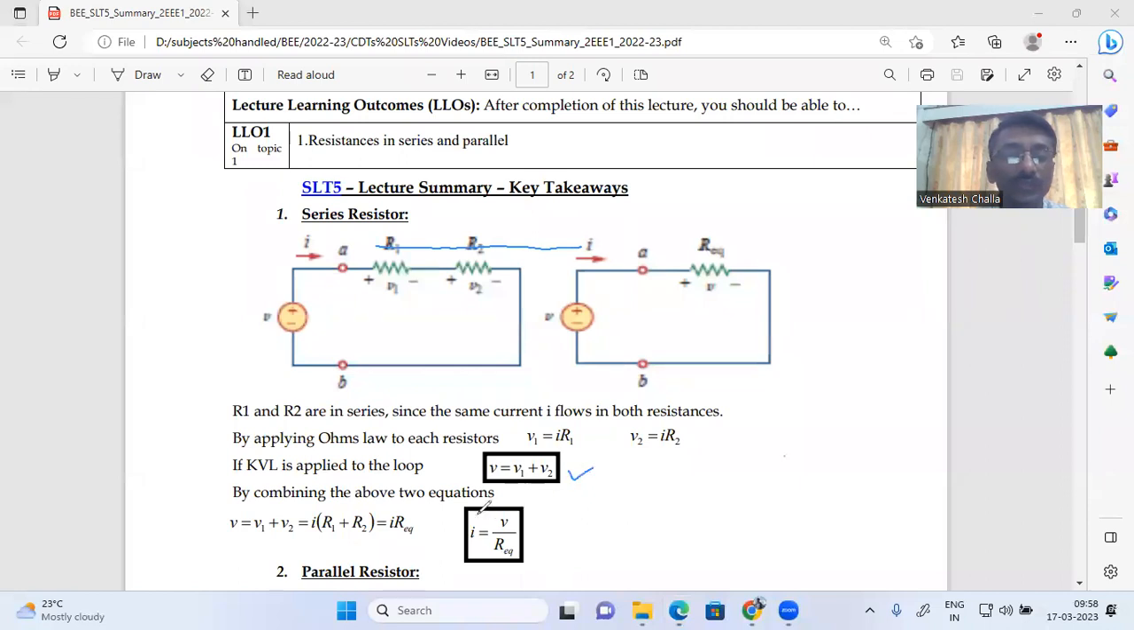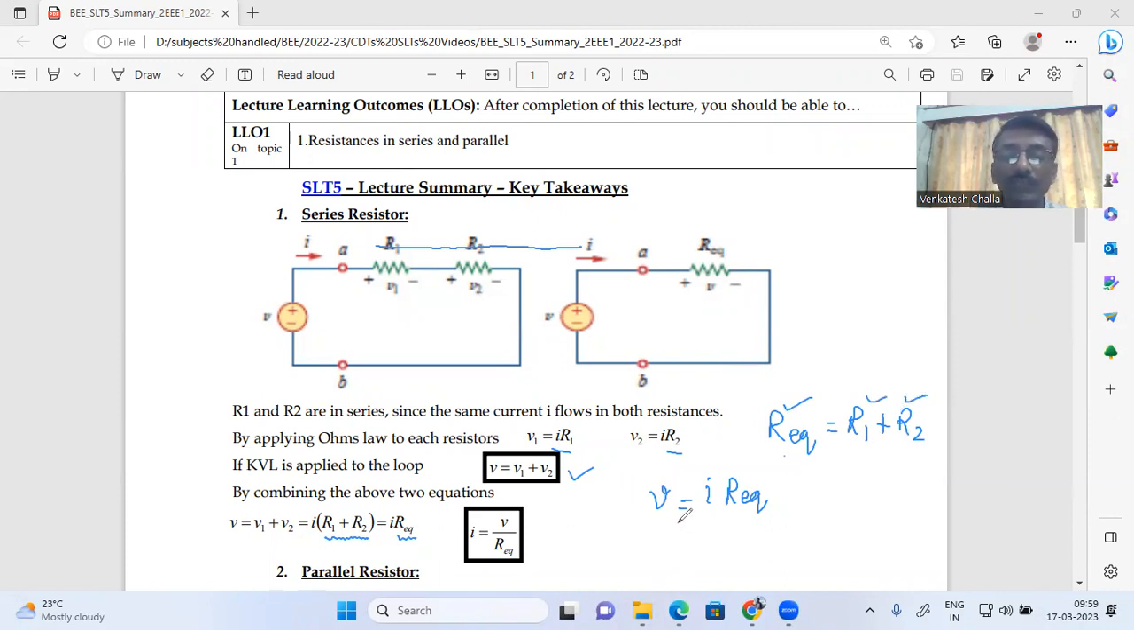Next, substituting the values of V1 and V2 into this, we get V is equal to I into (R1 plus R2), and this R1 plus R2 can be combined into a single resistance, let us say R equivalent, and hence we get V is equal to I into R equivalent. This R equivalent represents the equivalent resistance of series connected resistors. There are two resistors connected in series, and hence equivalent resistance is equal to the sum of individual resistors connected in series.